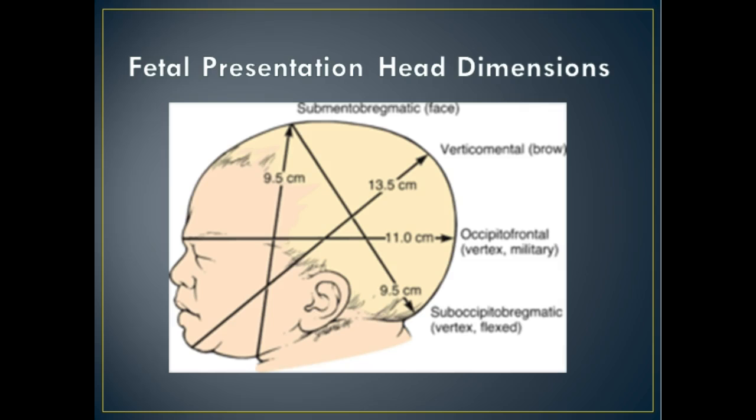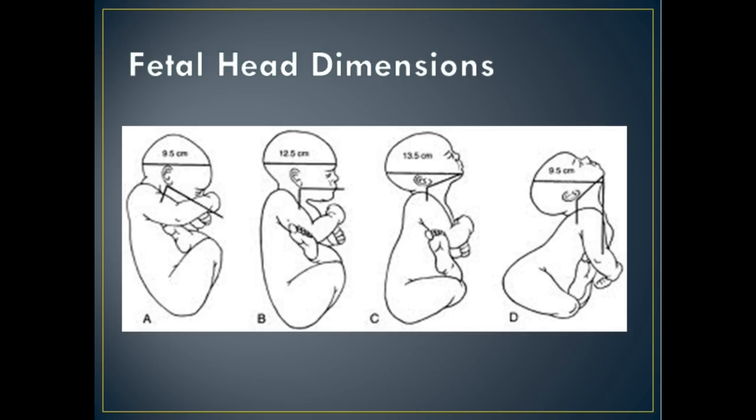All right. So to just kind of visualize that in a different way, this first one here is nice and well flexed. So that's our suboccipitobregmatic. And then here's our military position again when we're just going straight through. And so occipitofrontal. And then we've got our brow presentation here, and then our face presentation. So we go from nice and small to nice and small with extra wide in the middle.